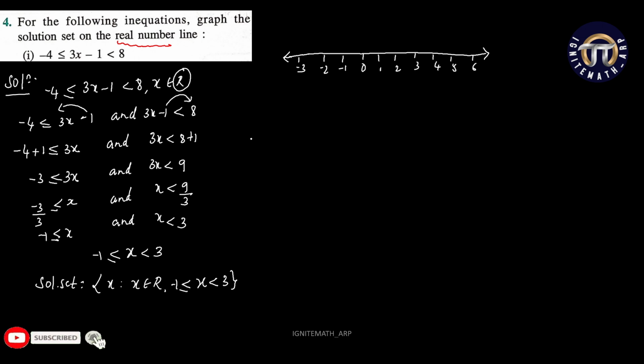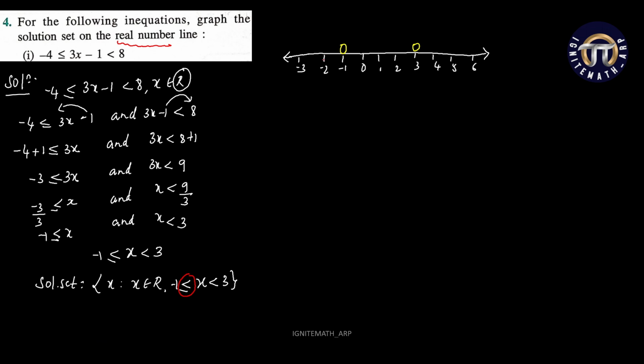Upper limit is 3. Since the replacement set is the set of real numbers, I will draw a circle on -1 first. Okay, I'll draw a circle on -1. Then I'll draw a circle on 3 also. Now, see the sign of inequality. x is greater than or equal to.